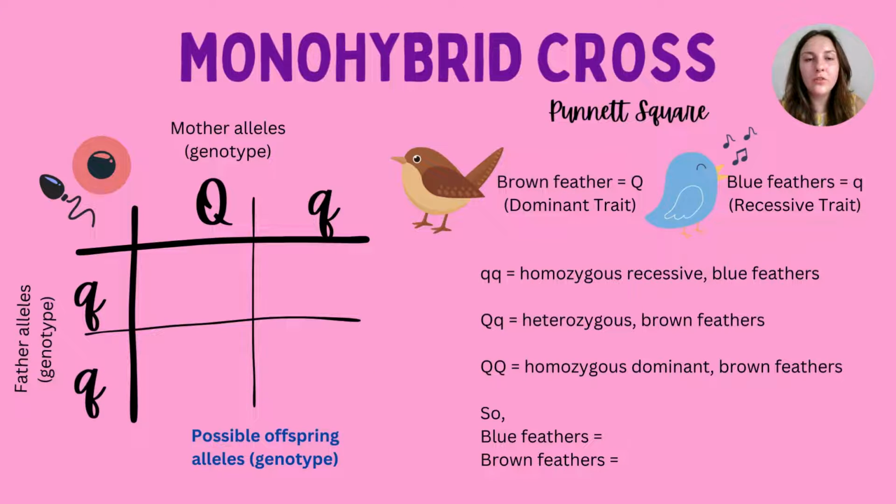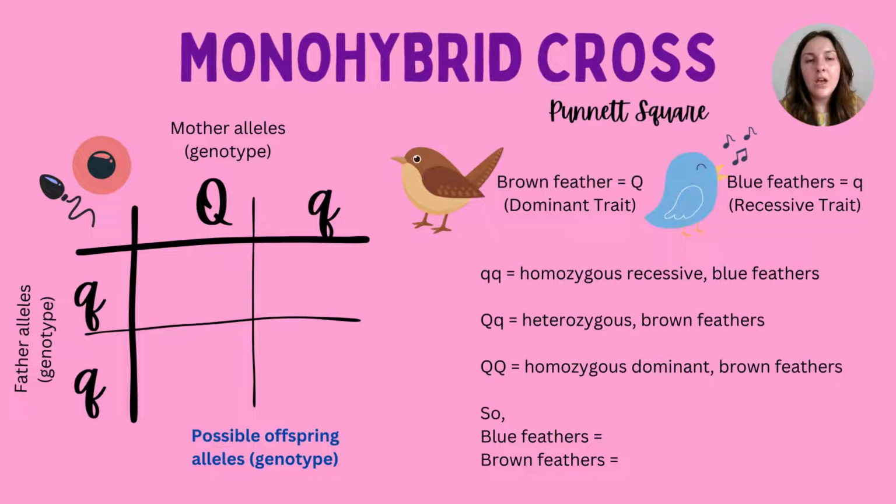Okay, so let's do another example together. That was just a bit of a run through with the previous one, but let's go step by step. We've got two birds. We've got one with brown feathers, which has a dominant trait, Q, and the other bird has blue feathers, which has a recessive trait, lowercase q. So we know that two lowercase q's represent a homozygous recessive individual. That means that blue feathers will be expressed because you need those two recessive alleles for the homozygous recessive traits to be expressed.